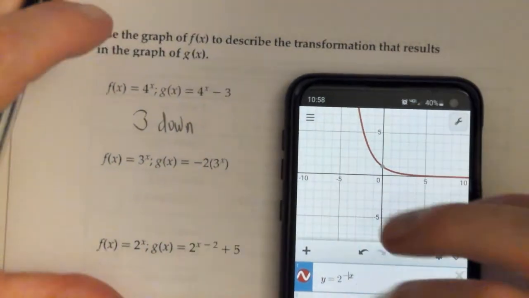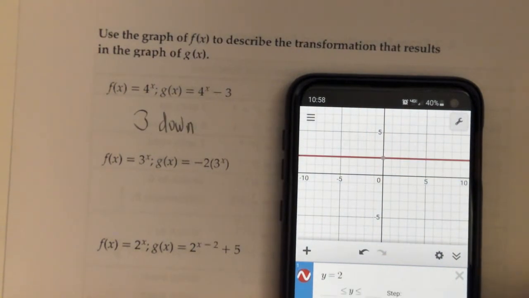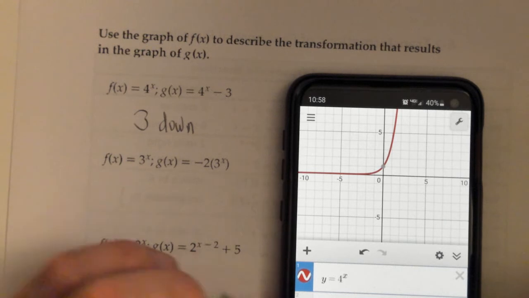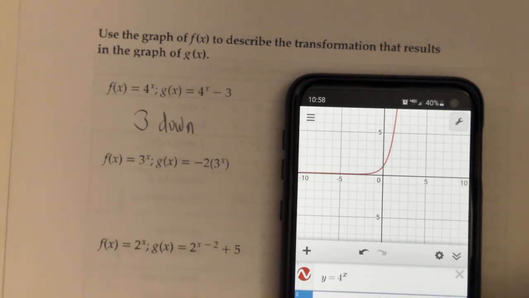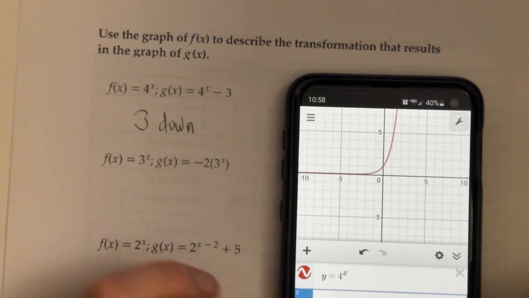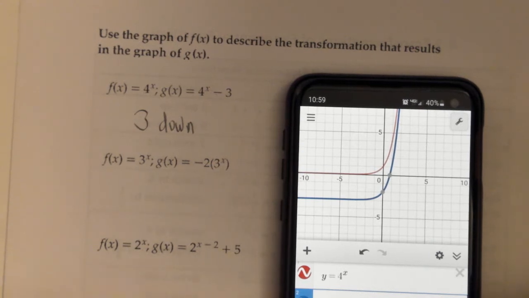If I were to graph this first one, 4 raised up to the x power, and then right below it, let's graph the new function, y equals 4 to the x power, minus 3. Okay, so we can see that it indeed was pushed down by 3.